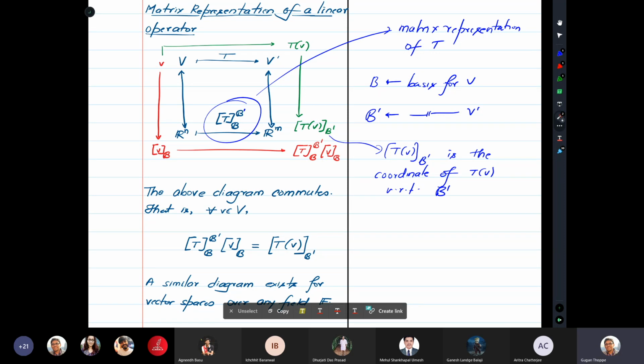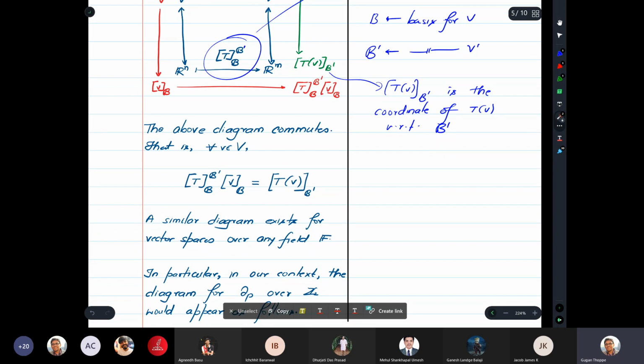R would be in our case Z2, right? Very good. R would be in our case Z2, but I sort of wrote this diagram with R just to make sure that you relate it to what we had studied in our linear algebra class. Okay, right. So that is correct. But what I want to stress, as Jacob pointed out, is that there is nothing special about R here, right? This diagram can be drawn for any vector space over any field, right?